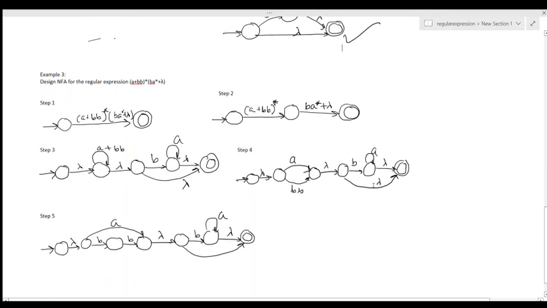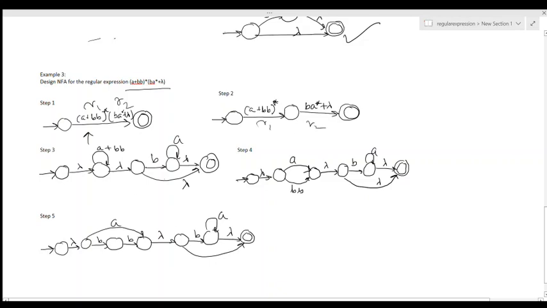The next example is a tricky one. If a complex regular expression is given, we write it accordingly like this. So in step 2, this is R1 R2, a concatenation, so we write it in series with no parallel edges. So this is R1, this is R2.